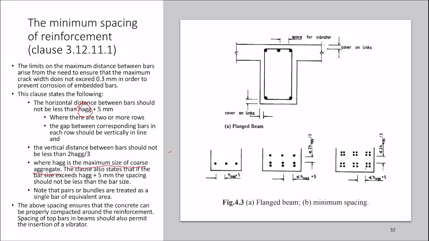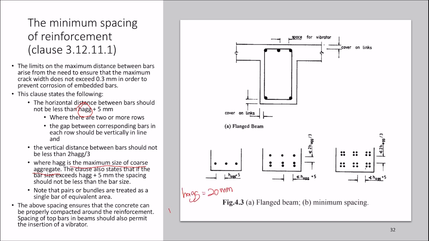So aggregate yang you mix together untuk hasilkan konkrit tu, aggregate yang paling besar okay adalah for example katakan 20 mm. So itu adalah hagg. The clause also states that if the bar size exceed hagg plus 5 mm, the spacing should not be less than the bar size. Note that the pair of bundles are treated as single bar of equivalent area. Kalau you nampak between bar ni okay ada gap, ni kita panggil the spacing. Spacing ni mesti hagg plus 5 tak kurang daripada value ini. For example, the maximum aggregate size is 20 mm.